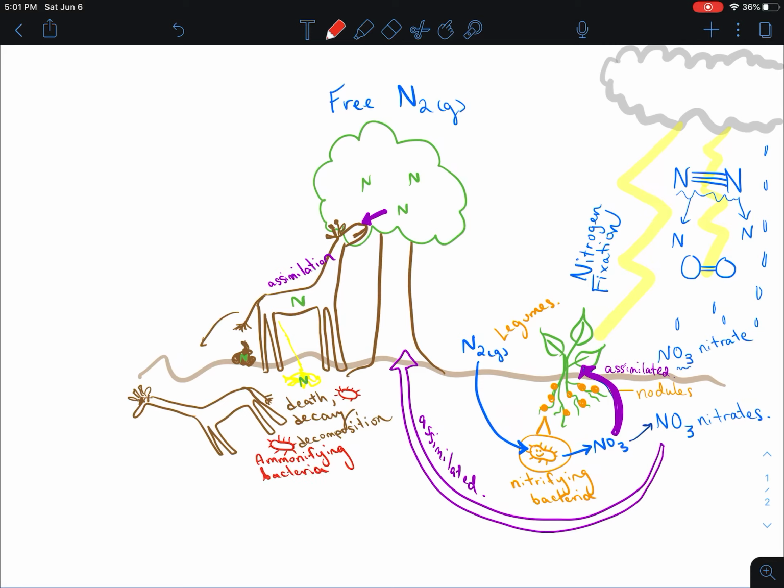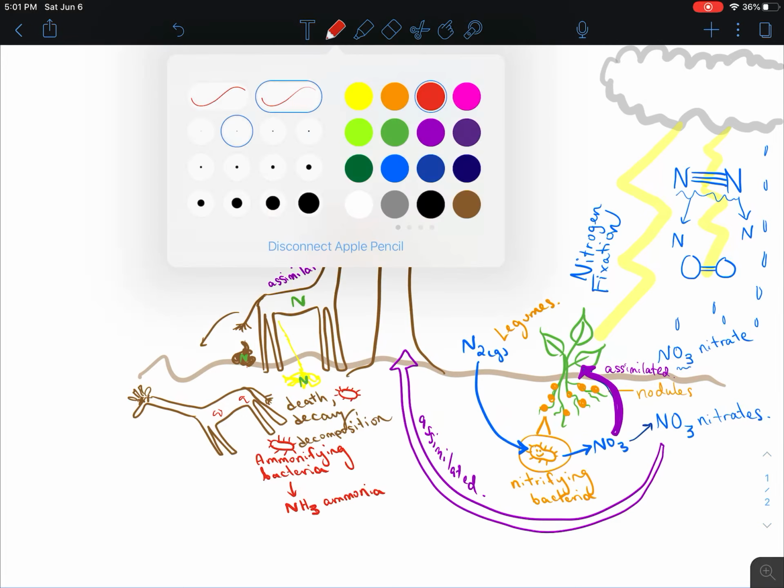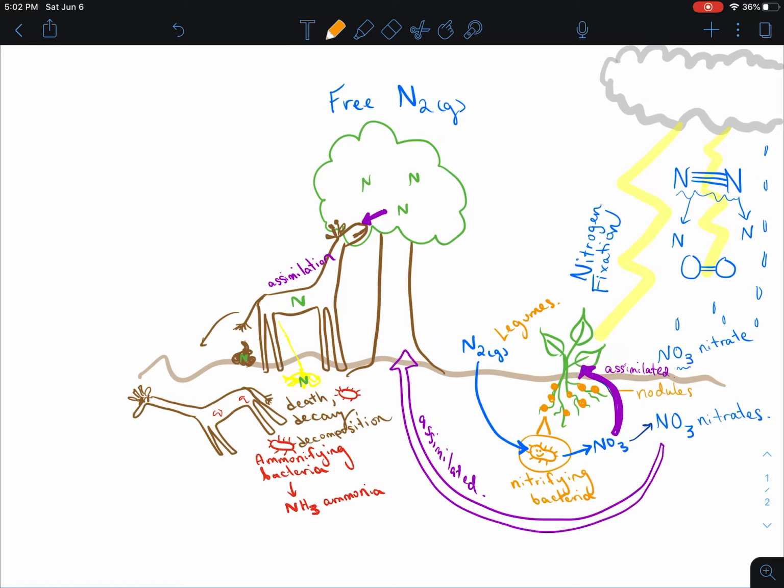Okay, so ammonifying bacteria, you guessed it, they produce ammonia, NH3. Because there will be whole proteins still in this organism that's decaying, as well as some of the waste products. And so we have to turn that just into ammonia so that it can become useful again. So the ammonifying bacteria turn this into ammonia. Ammonia is not our favorite source of nitrogen to put back into the food chain. So this ammonia needs to get turned back into nitrate by the nitrifying bacteria.